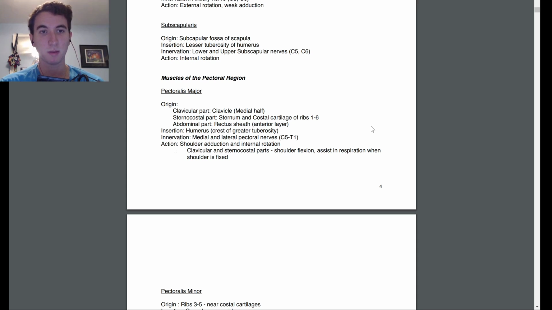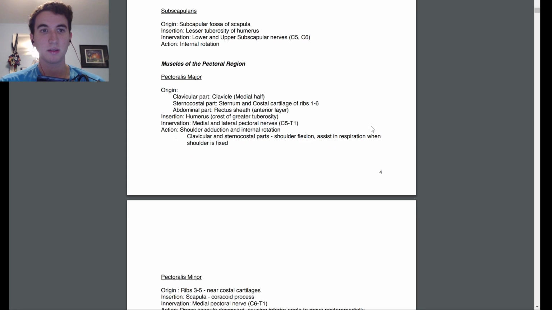The clavicular part comes from the clavicle, the medial half. The sternocostal part comes from the sternum and the costal cartilage of the ribs 1 through 6. The abdominal part comes from the rectus sheath, the anterior layer. It inserts at the humerus, the crest of the greater tuberosity.